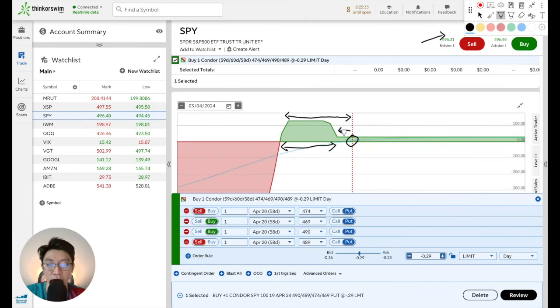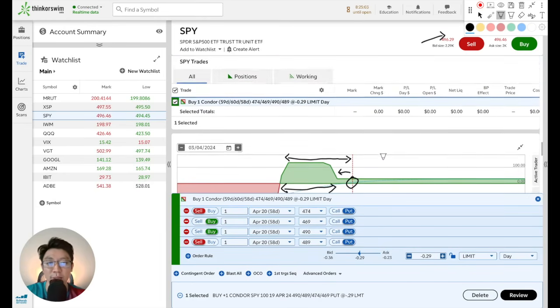So again, this is a trade-off. If you want much more credit upfront, then you have to settle for a smaller max profit zone. If you want a bigger max profit zone, then you have to give up some of the credit upfront. So it's all a trade-off, and it all comes down to you.